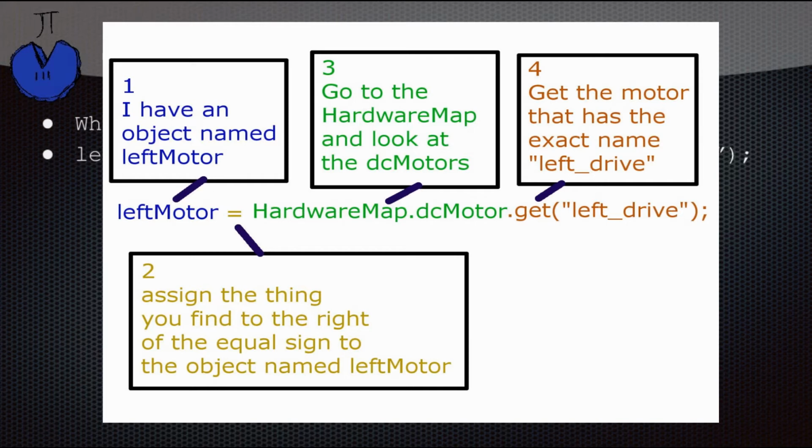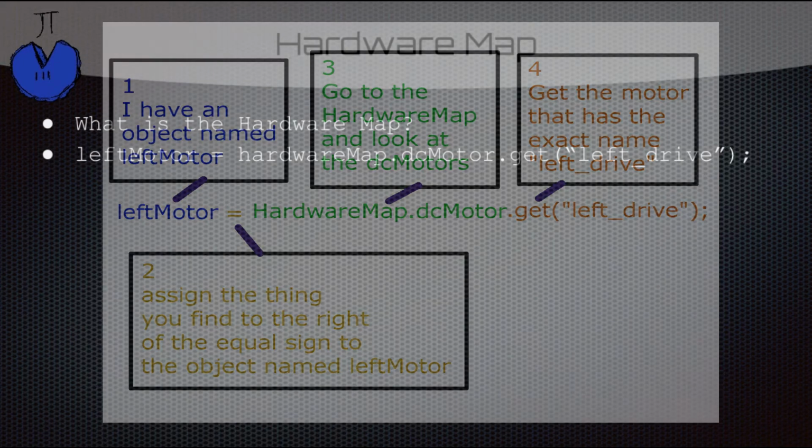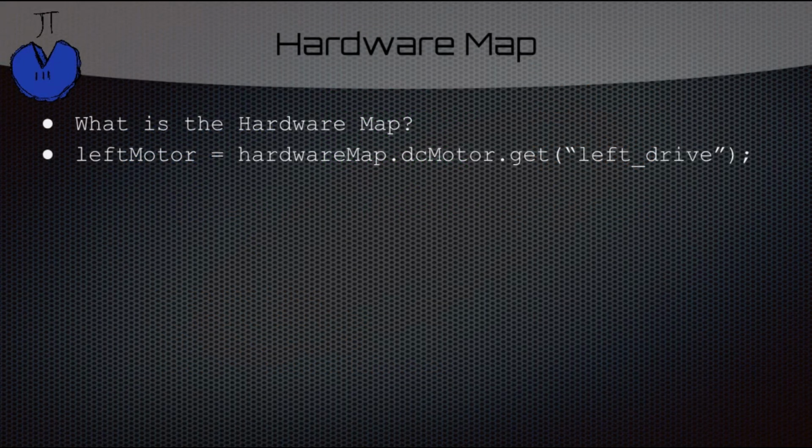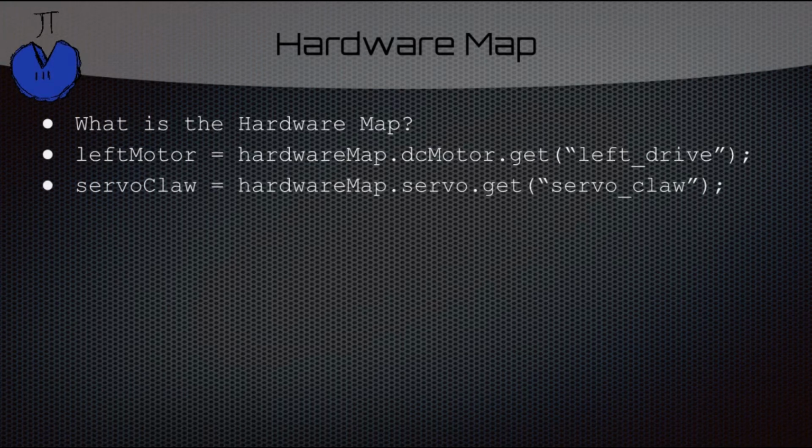So if on your configuration file you named something left drive, and that was where your left motor is plugged in, then it has to say left drive. If it doesn't match, then you're going to get errors and your robot will crash, and it won't know where that motor is located. So notice that it's hardwareMap.dcMotor.get, but for a servo, it's hardwareMap.servo.get.